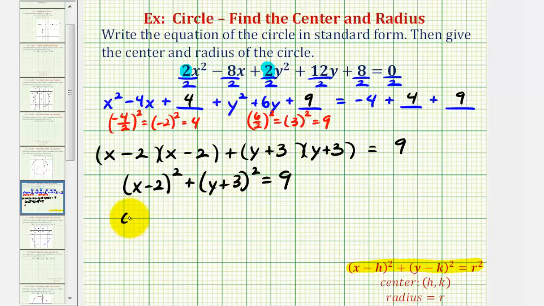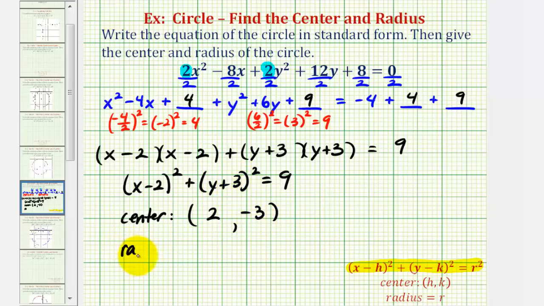So now we can find the center and the radius. Since we have the quantity x minus 2 squared, the x-coordinate is positive 2. And since we have the quantity y plus 3 squared, the y-coordinate is negative 3. Notice the signs of our coordinates are the opposite of what we see inside the parentheses. We have x minus 2, so the x-coordinate is positive 2. We have y plus 3, so the y-coordinate is negative 3.